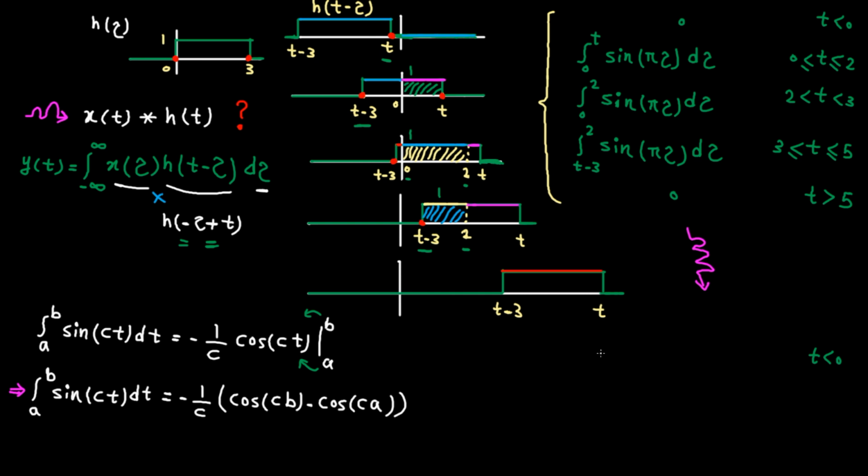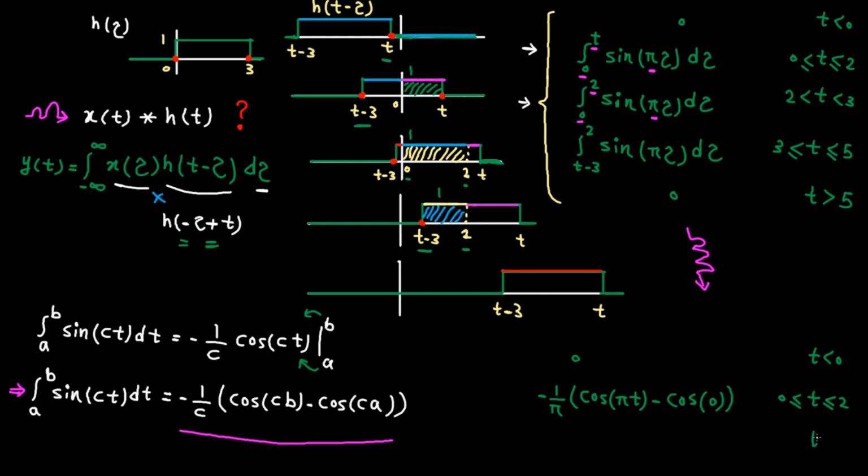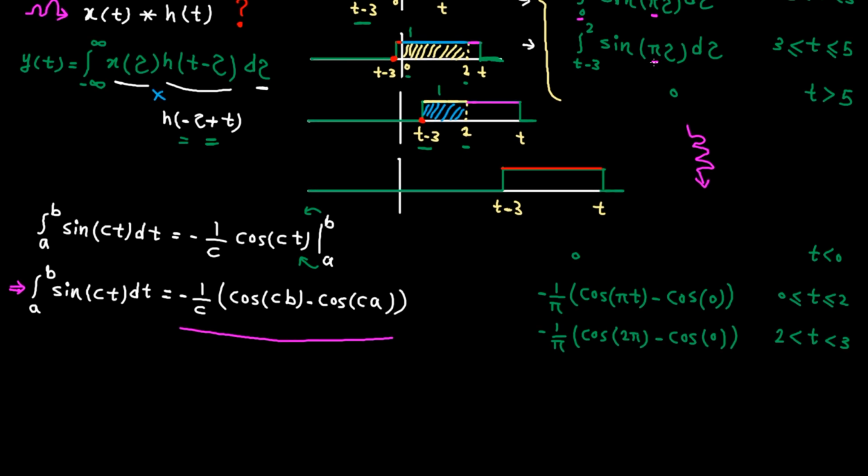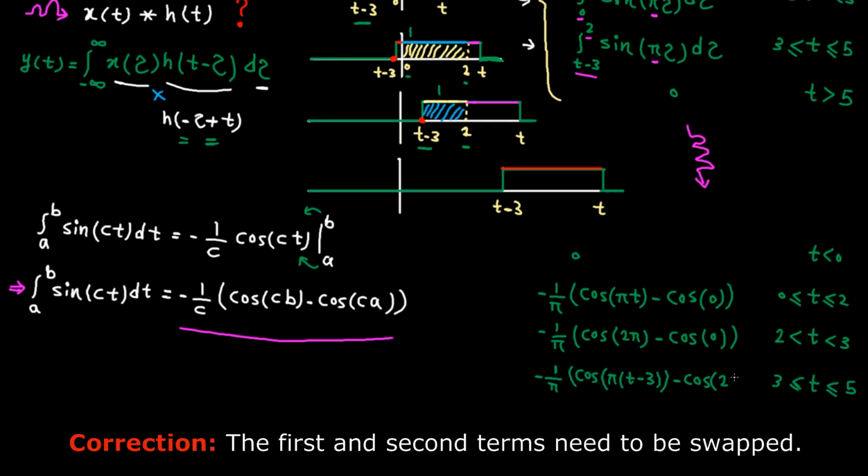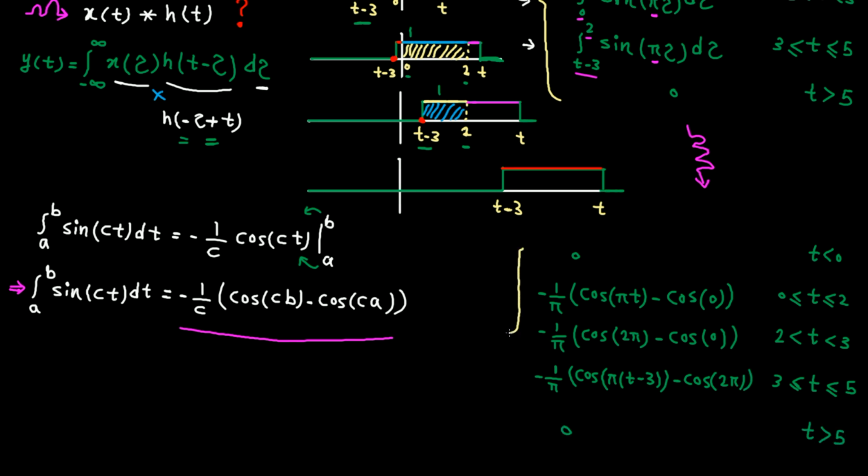For t less than 0, it's 0. For this integral, if we want to use this formula, this is c, this is a, and this is b. So when t is between 0 and 2, the integral becomes this. For this integral, this is c, this is a, and this is b. So the closed form answer to this integral is this. For the last integral, again, this is c, a, and b, and here's the answer. For t greater than 5, the convolution is 0.